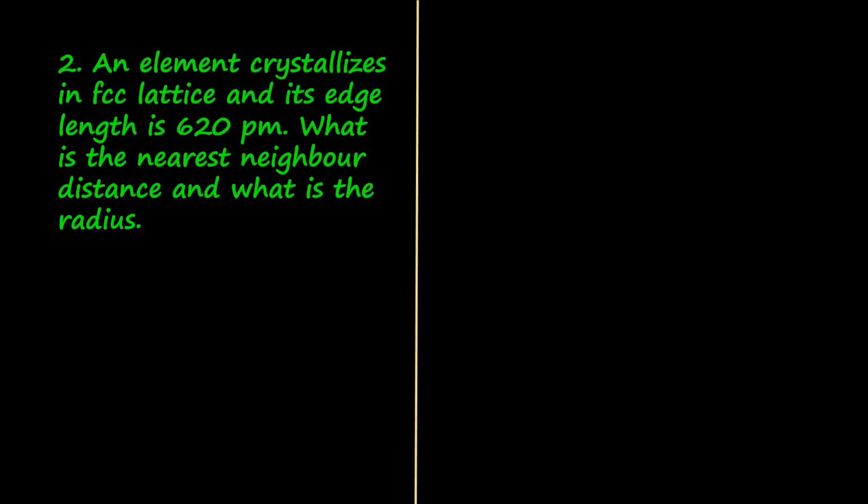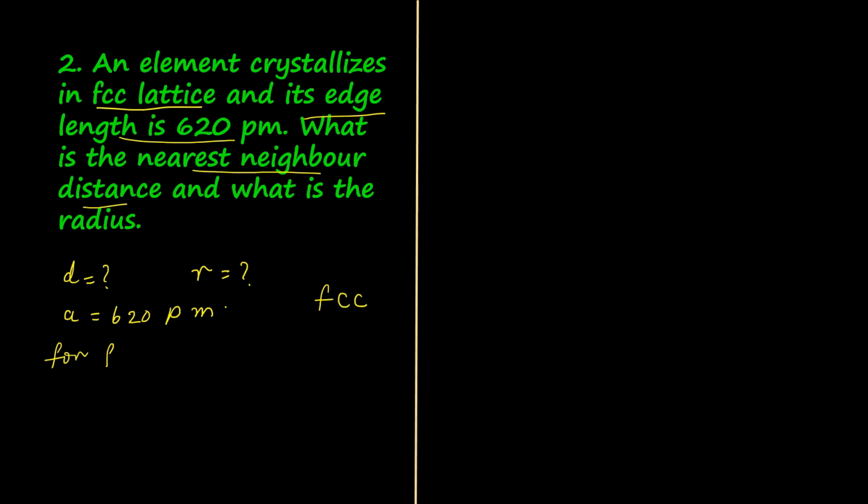Now, next problem. An element crystallizes in FCC lattice and its edge length is 620 picometer. What is the nearest neighbor distance and what is the radius? So, we have to calculate D and R. The edge length is given as 620 picometer. Lattice is FCC. For FCC, D is equal to A by root 2. A is given. A is equal to 620. Root 2 is equal to 1.414.